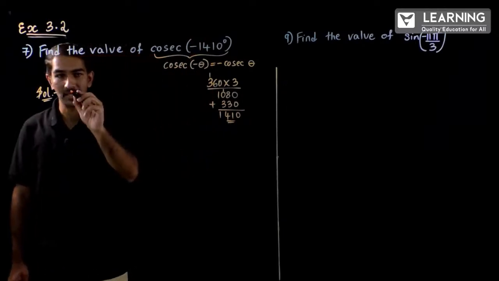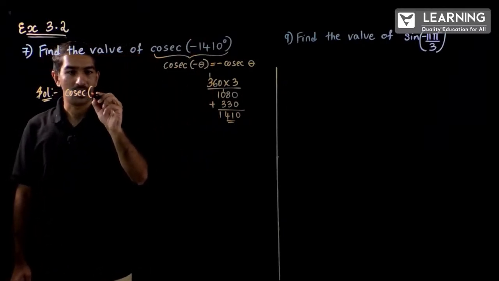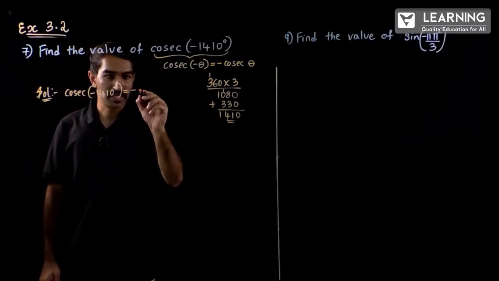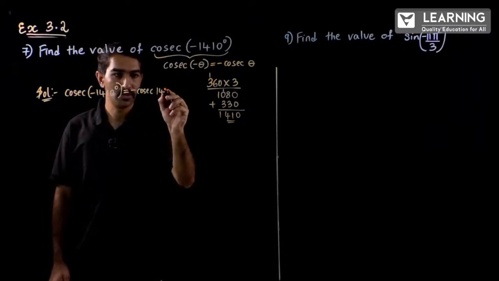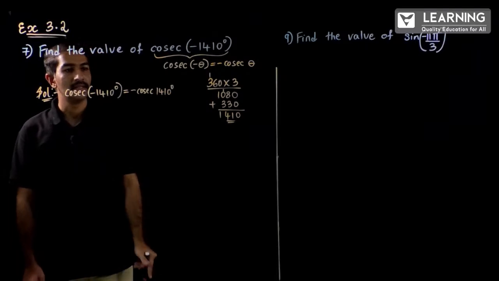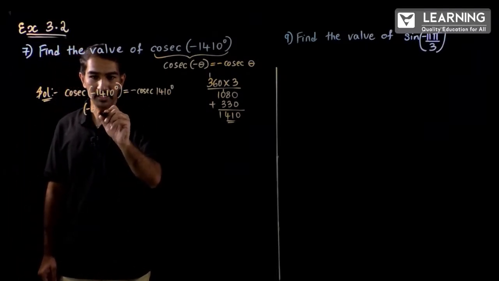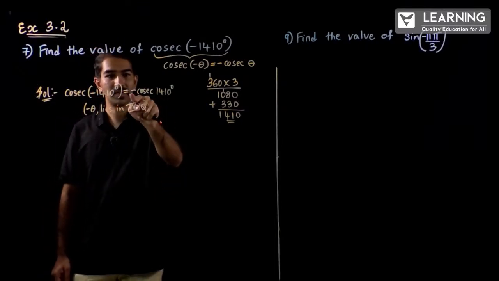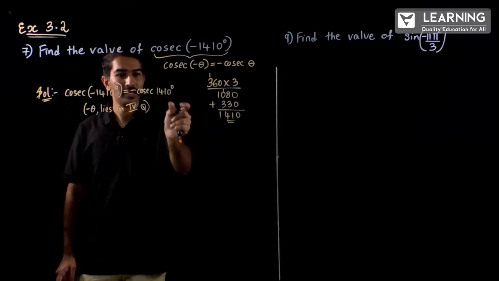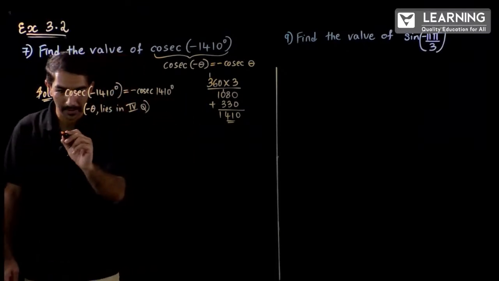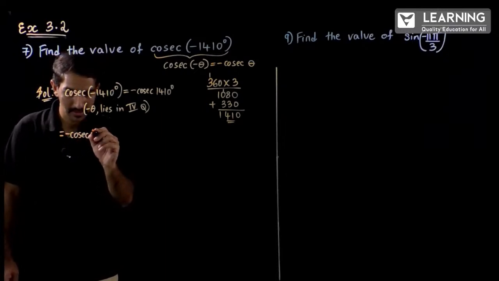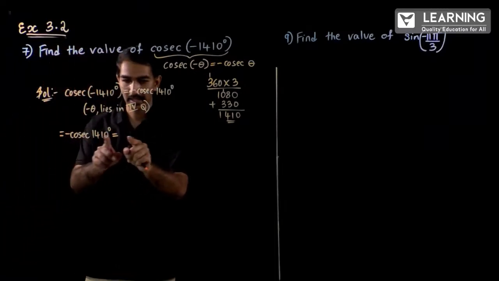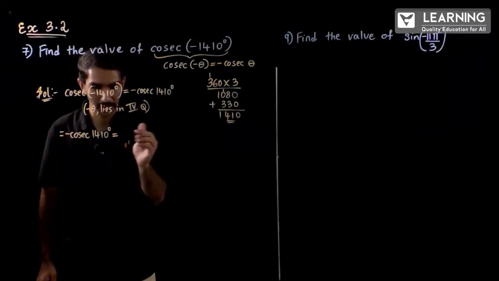Now see this. The very first step is cosecant of minus 1410 degrees is equal to minus cosecant 1410 degrees. Step number 1. Why? Because minus theta lies in the 4th quadrant and cosecant is negative. That is why we are writing negative cosecant 1410. Now 1410 can be written as what, students, in the next step? Minus cosecant 1410 degrees is equal to, understand, is equal to means the left hand side and the right hand side are the same.